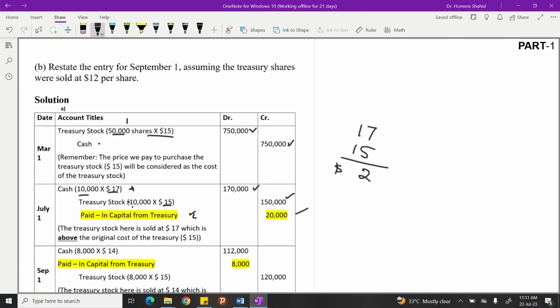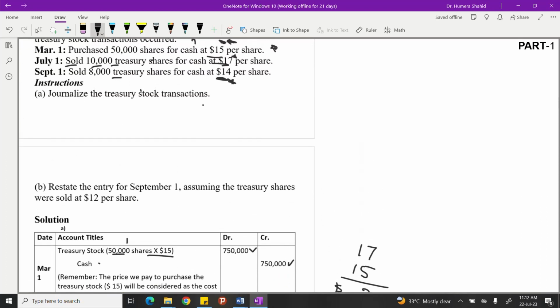How did I get it? 10,000 shares were issued at $2 extra for each share, that is 20,000. Do remember this is paid in capital from treasury stock and it is part of additional paid in capital in the owner's equity section. Okay, September 1st, what is happening? You are issuing 8,000 shares and the issue price is $14 per share, which is below cost.